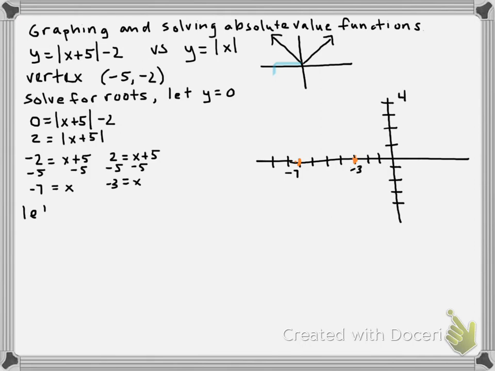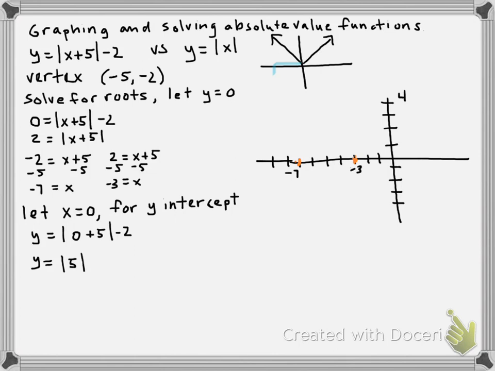Okay. Next, we're going to go ahead and find the y-intercepts. And we always do that by letting x equal 0. That's a really nice way to see where the function crosses the y-axis. So everywhere that we see an x in our function, we're going to plug in 0, and then we're going to solve for y. And the absolute value of 5 minus 2 is really just 5 minus 2, which gives us 3. So this function is going to cross the y-axis at positive 3.